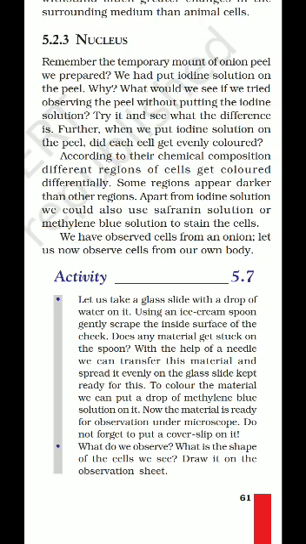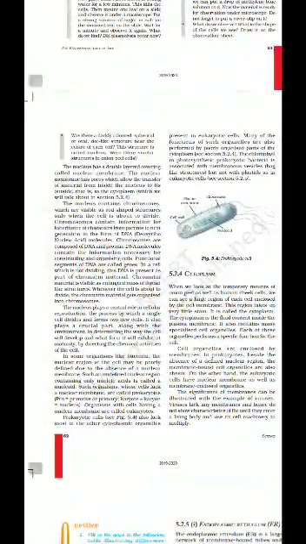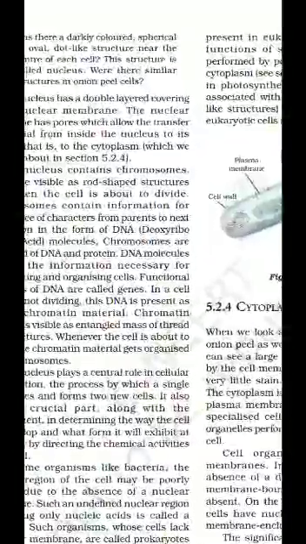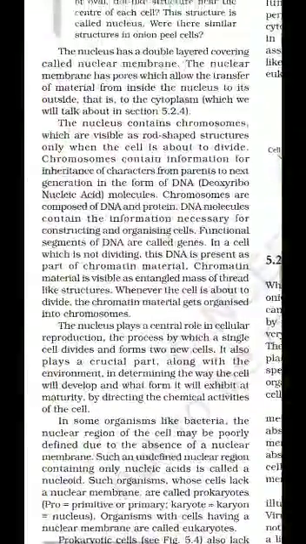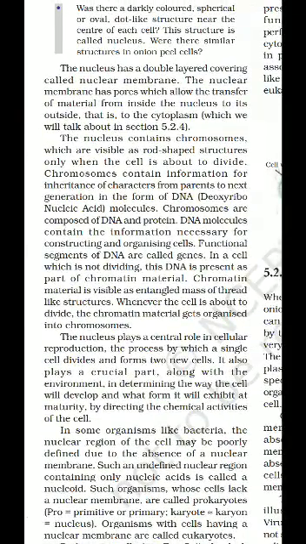We have observed cells from an onion, and from the observations you already know the cell membrane, nucleus and cytoplasm. Now what is this nucleus? Children, the nucleus has a double layer covering called the nuclear membrane. The nuclear membrane has pores which allow the transfer of material from inside the nucleus to outside, just like cytoplasm. The nucleus contains chromosomes, thread-like structures, which are visible only at the time of cell division.